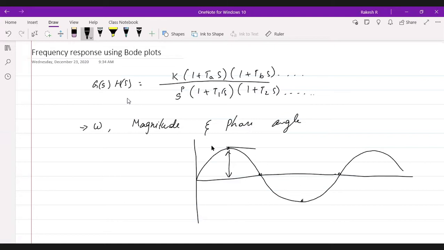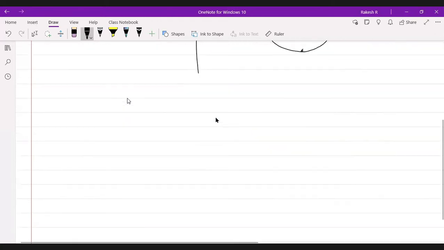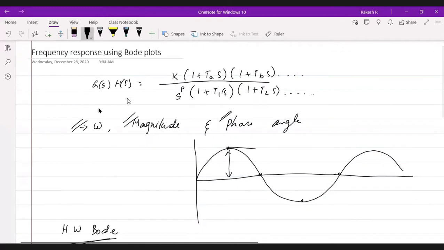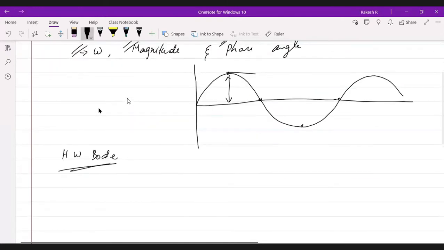So what we need to do here is plot the frequency omega with respect to the magnitude and the phase, right? This is what we do in the Bode plots. It was given by H.W. Bode. This is the scientist who gave the frequency response analysis. Now, what I told, we need to plot the omega with respect to the magnitude and phase, right?